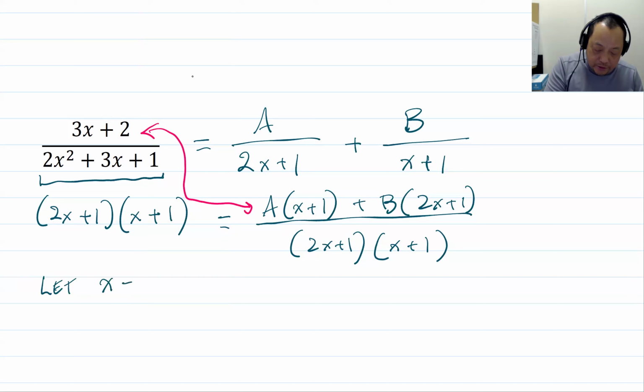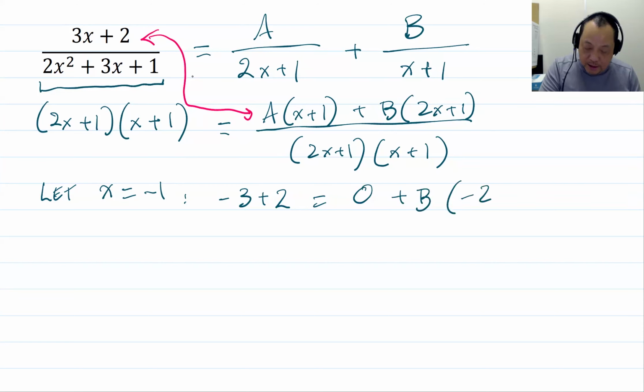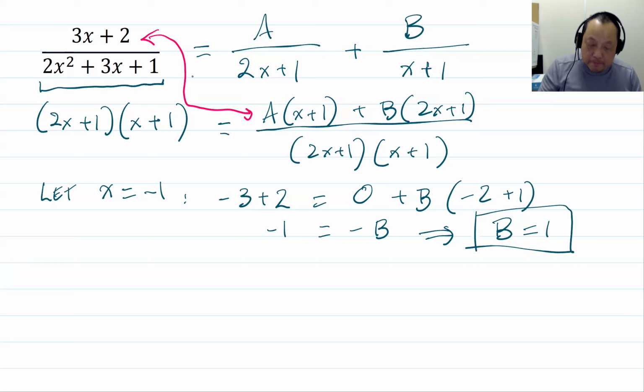First, I'm going to let x equal -1. Then on the left-hand side, 3x plus 2 becomes -3 plus 2. And on the right, the a term is 0, and the b term is -2 plus 1. So -1 equals -b, and b equals 1. I got one of my constants.